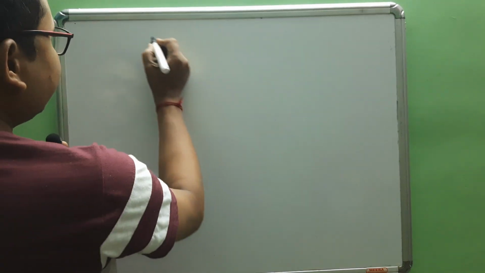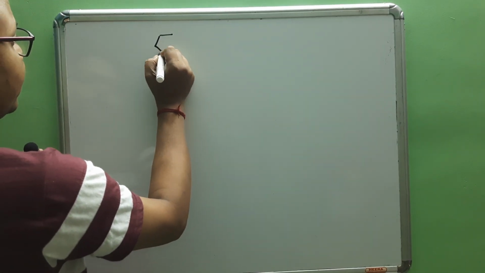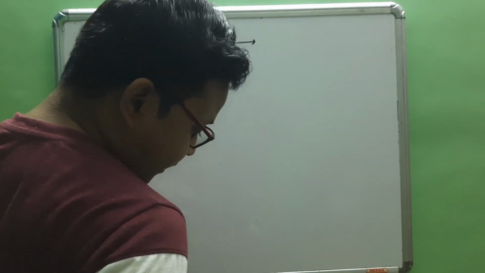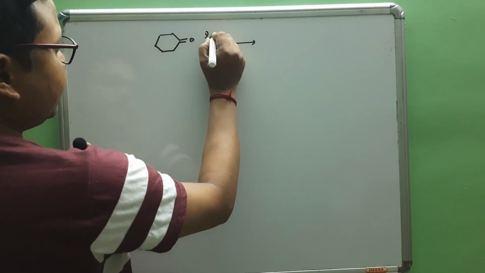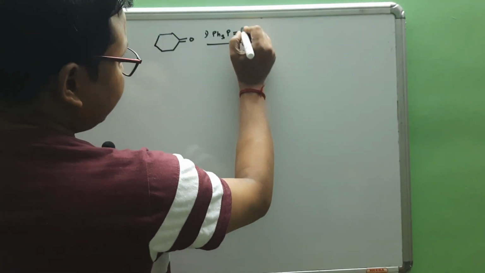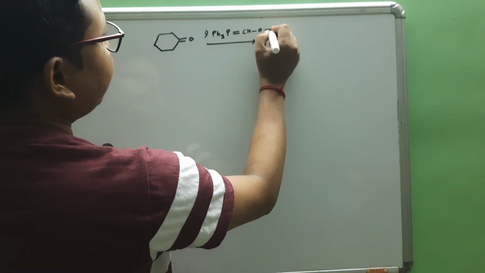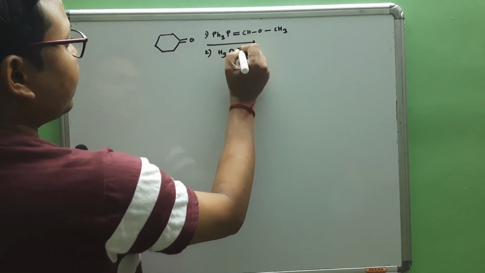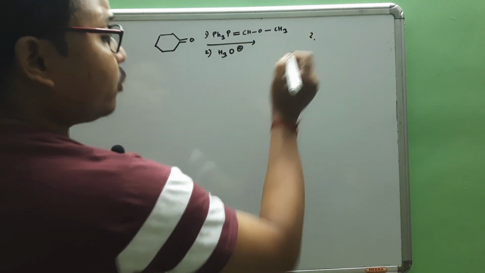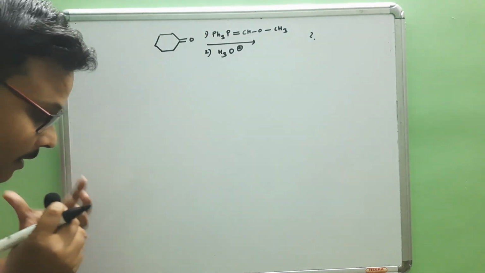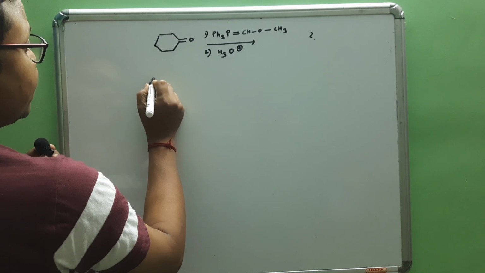Okay, therefore let's start. So, first example: if cyclohexanone is treated with such a typical, very complex reagent, and then it is treated with H3O+, then what will be the end product? This is a very important example, and very often asked. So this is a Wittig reaction.